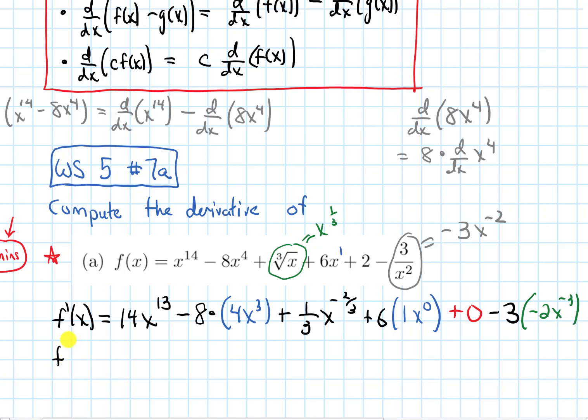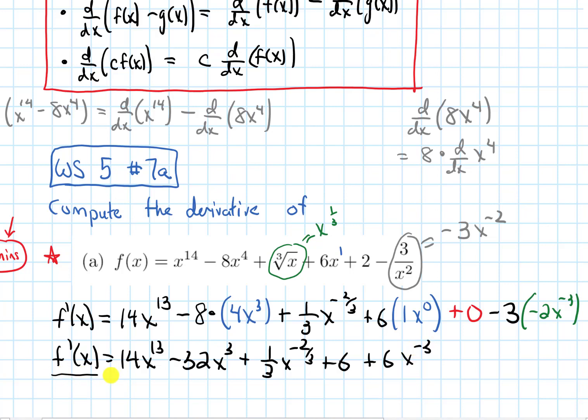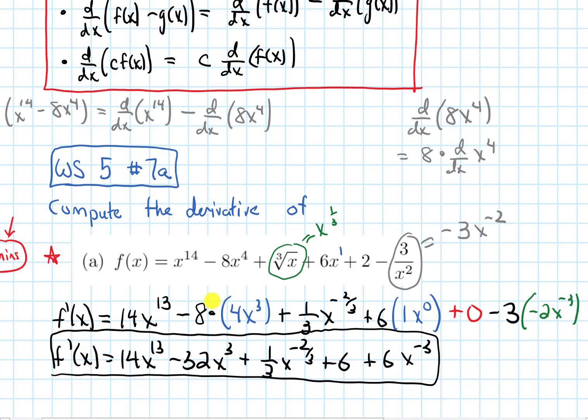All right, let's do a quick simplification. f prime of x equals 14x to the 13 minus 32x to the third, and then plus a third x to the negative 2/3, plus 6, because x to the 0 is 1, and then minus 3 times negative 2, that's plus 6x to the negative 3. And that is my derivative. As we get more comfortable with these, I won't write out steps like 8 times 4. I will jump straight to bringing the 4 down and multiplying it with 8, going straight to 32x to the third. Similarly, I'll do the derivative of 6x in one step, and just say, oh, that's 6.